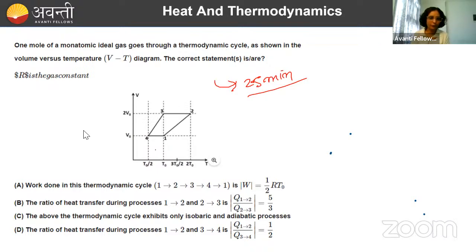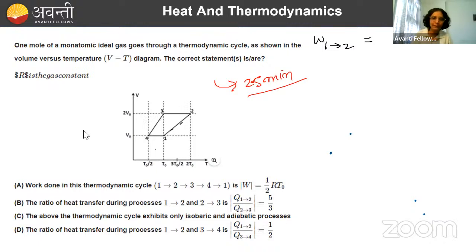First one, any one of you check option one. Work done in this thermodynamic cycle 1 to 2, 2 to 3, 4 to 1 we have to calculate. So work done from 1 to 2 will be how much? 1 to 2 is this.